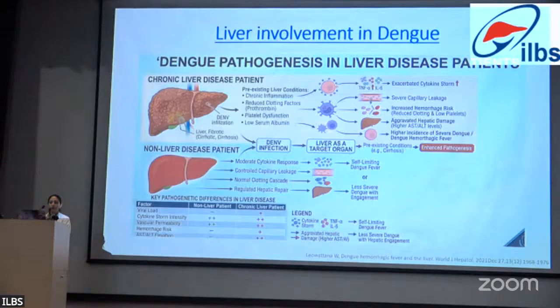The patients with a chronic liver disease have more chronic inflammation, reduced synthesis of clotting factors, platelet dysfunction, and low serum albumin, all of which contribute to the exacerbated cytokine storm, severe capillary leakage, increased hemorrhagic risk due to the reduced secretion of clotting factors, aggravated hepatic damage, and higher incidence of severe dengue or dengue hemorrhagic fever.